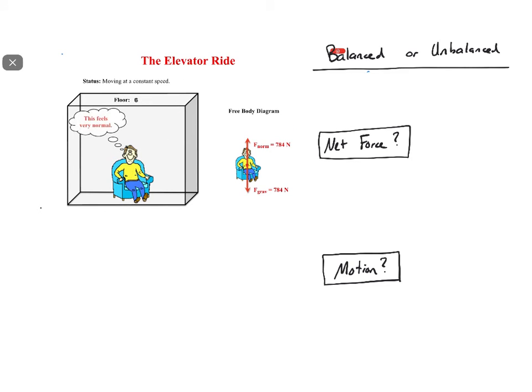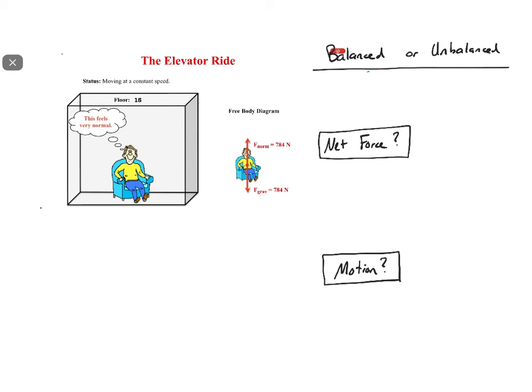Notice what happens in the next part of the path. Take a quick look at his net force and predict the motion in this next part. The normal force and the gravitational force are again balanced. Therefore, there is no net force, and therefore there is no acceleration. However, his motion is moving at a constant speed. The elevator is still going upwards.